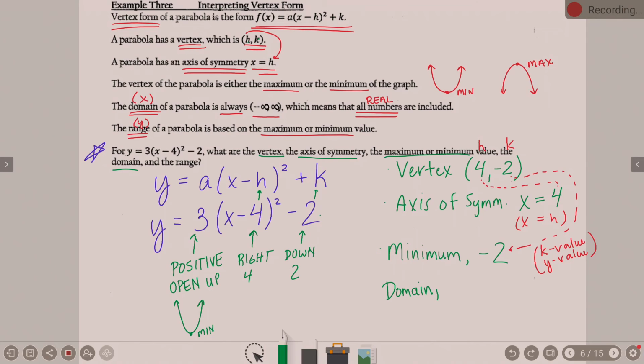Everyone should be able to answer this if you can read. Negative infinity, positive infinity? What do we talk about? Domain, your parabola is always going wider and wider. It's always using more and more x values. Okay, it doesn't stop. And so my domain is negative infinity, positive infinity, or all real numbers.